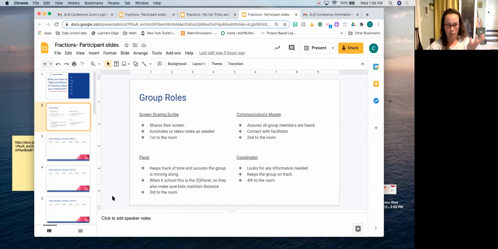And if you need me for any reason, you'd contact me. The third person to the room is the pacer. They just keep track of the time and make sure the group is moving along. And the fourth person to the room looks for any additional information that's needed and keeps the group on track.